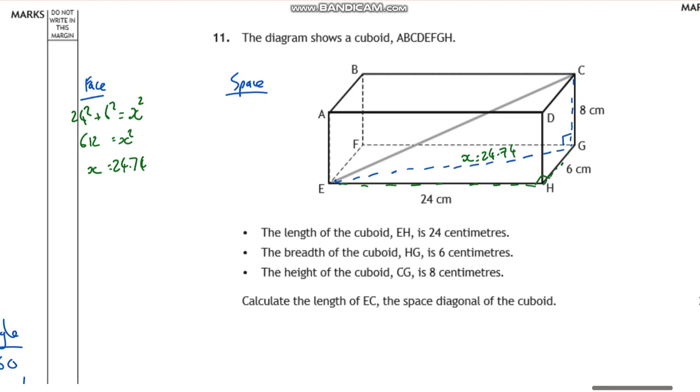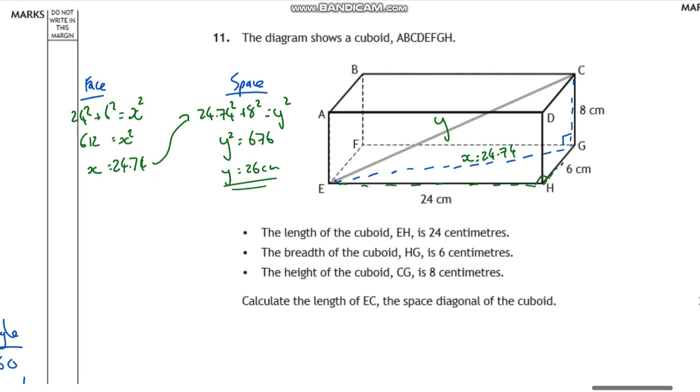So I'm going to use that 24.74 in my space calculation. So I'm going to put that up here. 24.74 squared plus 8 squared is equal to y squared, which is the value I'm trying to find. So that number squared plus 8 squared, which is 64. So y squared comes out as 676, and the square root of the answer comes out as 26 centimeters.